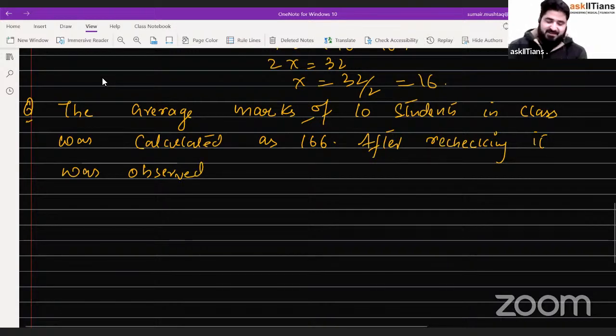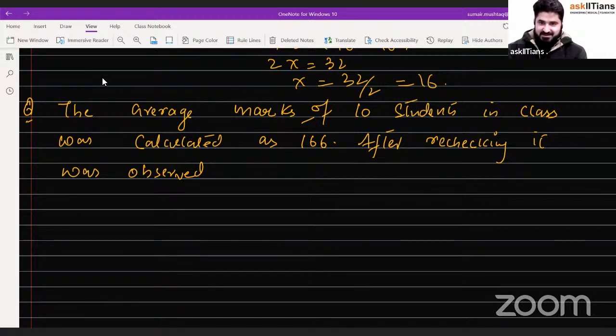Is it possible that after rechecking, marks can be added? Marks can only be deducted, not added. It can only be deducted. But believe me, Umair, when I was in 10th grade, I did this thing and my marks somehow increased. And I don't want to reveal that in this video, sir.